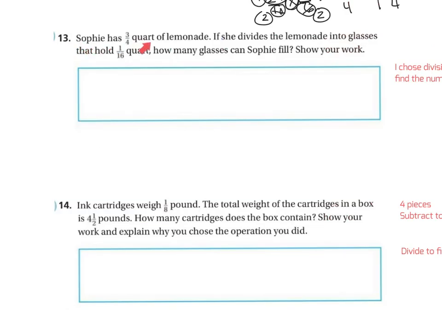Sophie has 3/4 quart of lemonade. If she divides the lemonade into glasses that hold 1/16 quart, how many glasses can Sophie fill? And show your work. So I have 3/4 and 1/16, and they've given you divides. So I have 3/4 divided by 1/16.